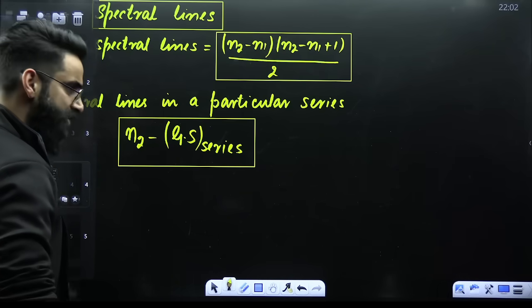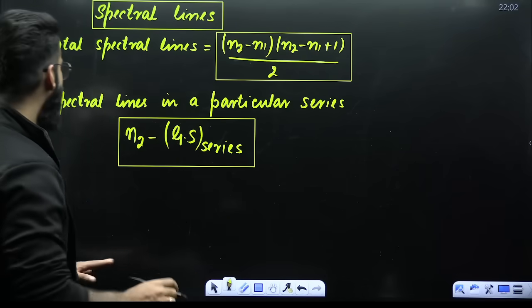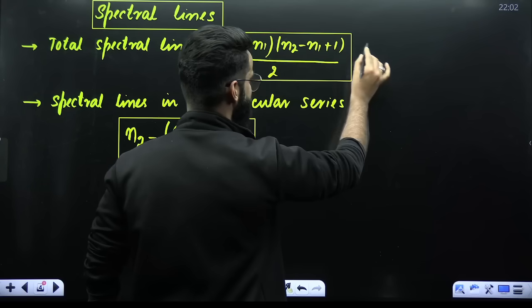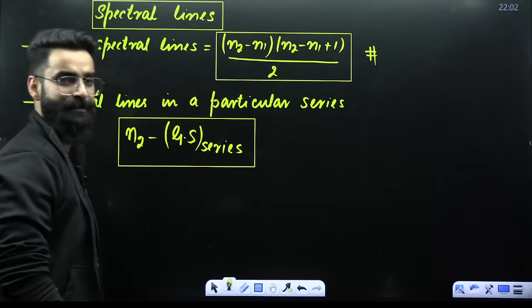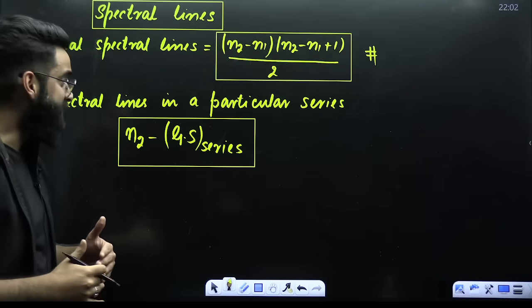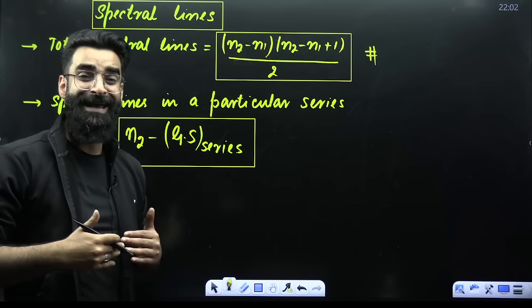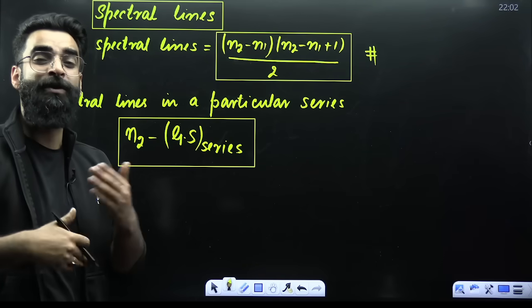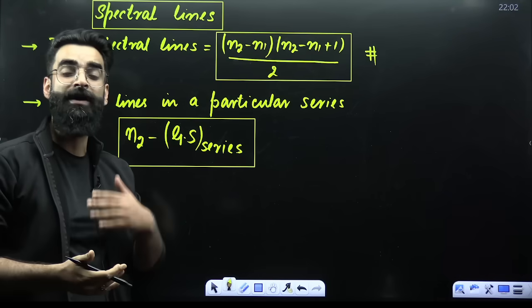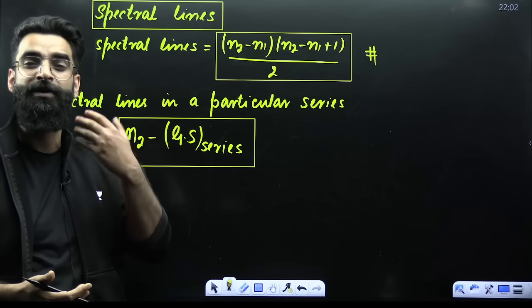Moving on to concept number 2. As you all must be knowing, this is the formula to calculate the total number of spectral lines when the electron makes a transition. Now, my dear students, out of the total spectral lines, how many spectral lines will fall into Lyman series? How many into Balmer series? How many into Paschen series?